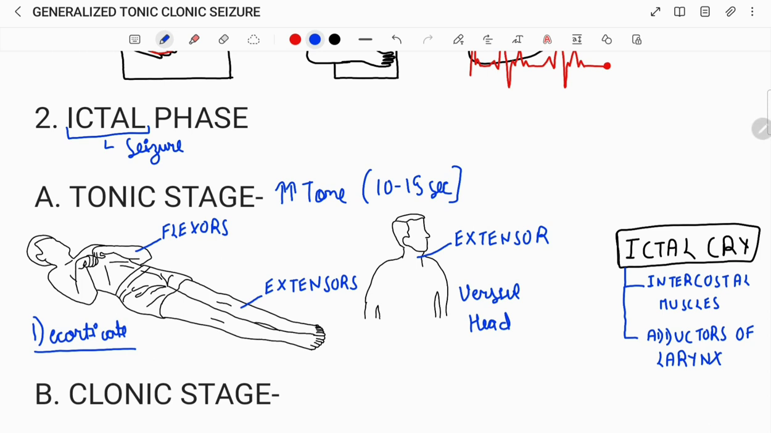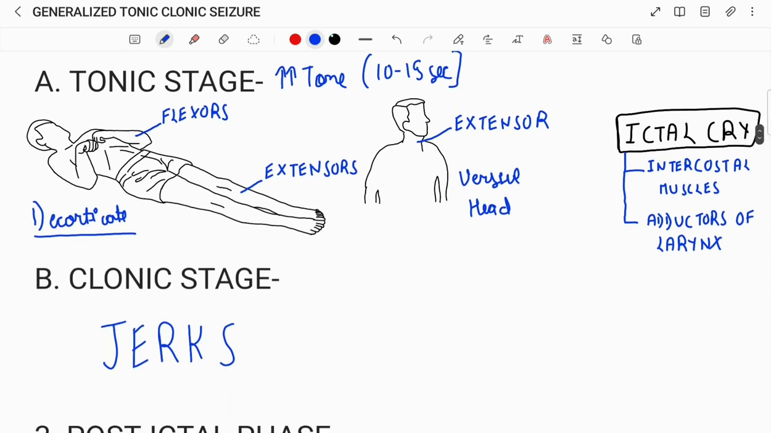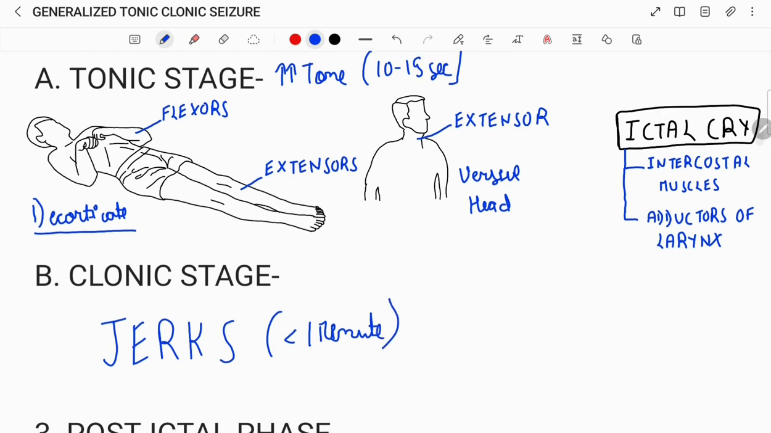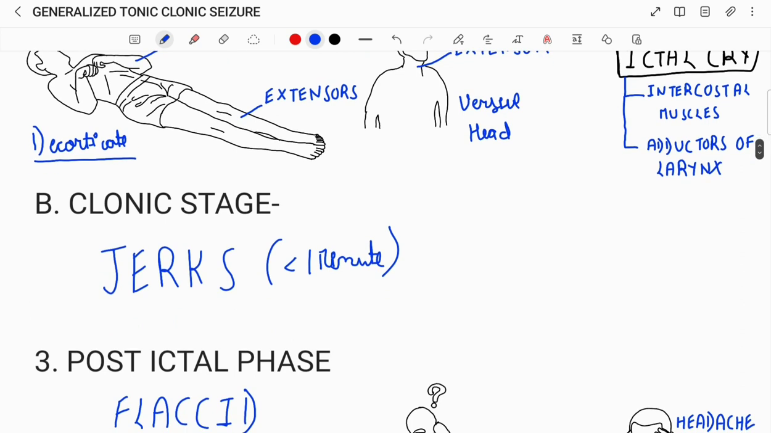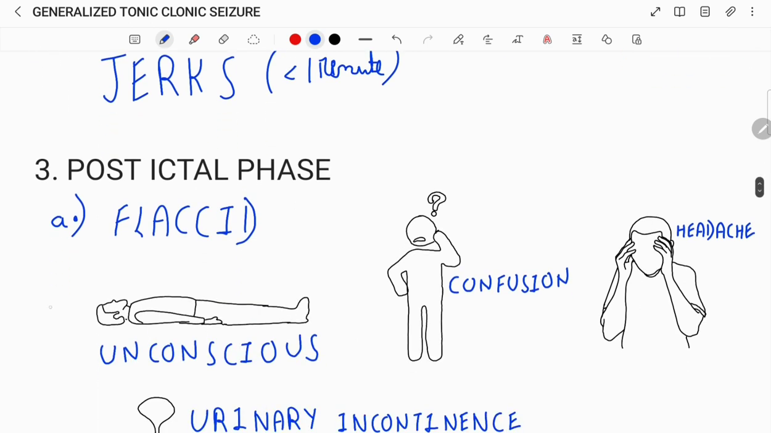After that, the patient goes into the clonic stage, in which he or she suffers from the jerks of the seizures, and this stage lasts for less than a minute. Once the seizures are over, the patient goes into a post-ictal phase, wherein first he or she goes into a flaccid state and then becomes unconscious.